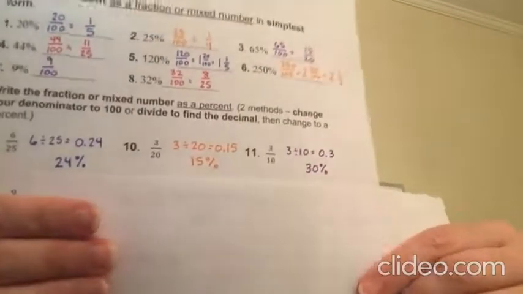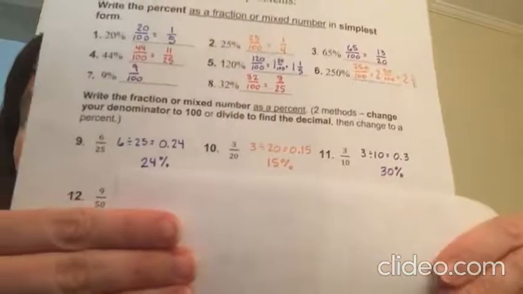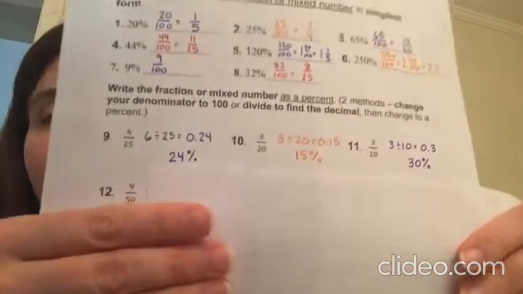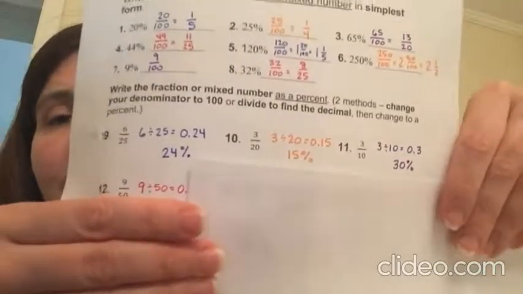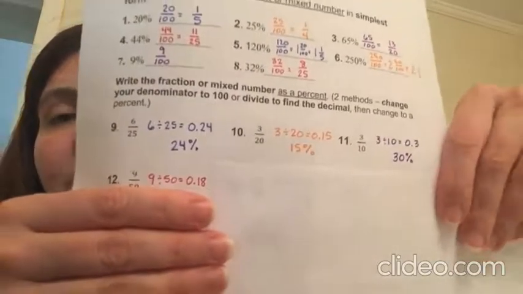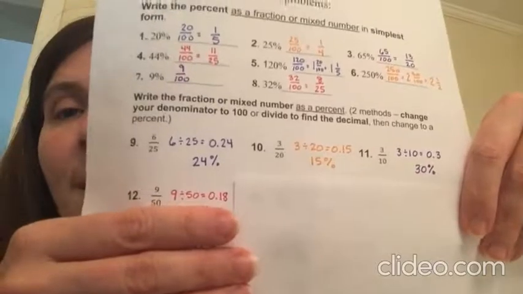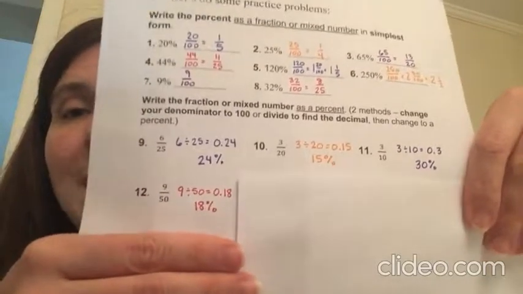Okay, number 12, 9 over 50. So when I say 9 divided by 50, I get 0.18. Then I multiply times 100, which gives me 18%.